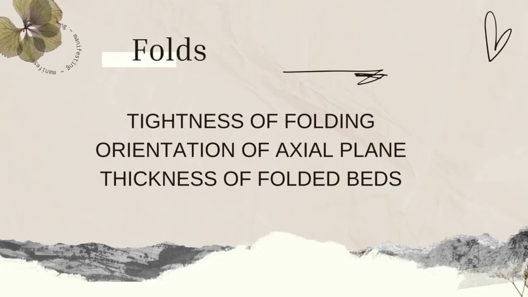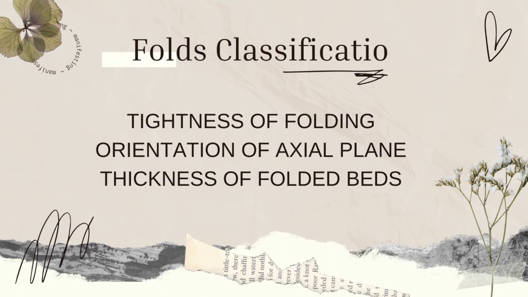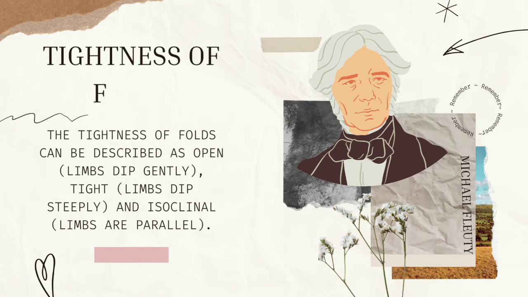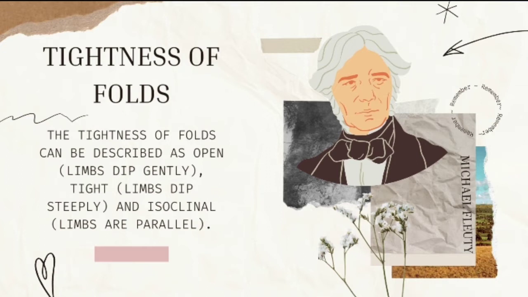It is classified on the basis of several geometric factors, which are tightness of folding, orientation of axial plane, and thickness of folded beds. Tightness of fold. The interlimb angle is used to determine how tight a fold is, or the angle between the two limbs of a fold. Michael Ramsay of Imperial College in London established various categories for fold tightness in a famous study published in 1964 in the Proceedings of the Geologists' Association. The terms mild, broad, open, close, tight, and isoclinal are modified from his paper.